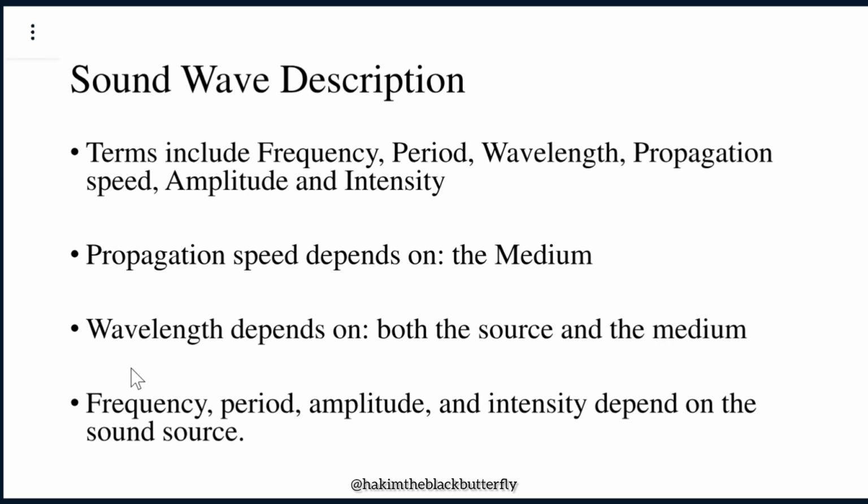So, sound wave description. In sound waves, we have some terminologies like frequency. I've already defined what frequency is. That is the number of wave cycles produced in 1 second. Period, that is the time it takes to complete 1 cycle of a wave. Wavelength, that is the length of a cycle of a wave. Propagation speed, that is of course the speed of sound in a medium. Amplitude measures how energetic the beam is. And intensity, that is the quantity of the beam passing through a unit area.